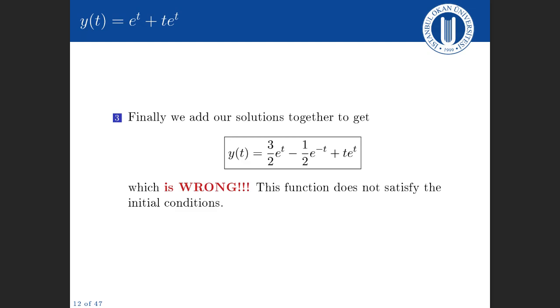Now that we've added t e to the power t, it doesn't satisfy the initial conditions anymore. It's wrong because I found the constants C1 and C2 too early. That needs to be the final step. First, we need to get the general solution to the non-homogeneous equation, and then only in step 4 can we find the constants.